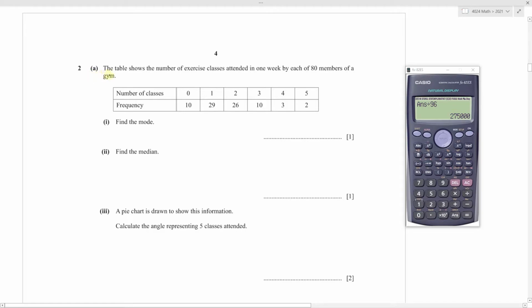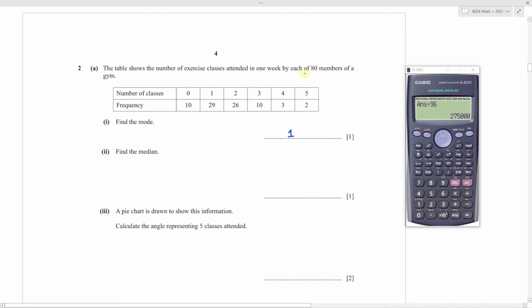Question 2, part A, is the table shows the number of exercise classes attended in 1 week by each of 80 members of a gym. So there are 10 members who attended 0 classes, 29 members who attended 1 class, 26 members attended 2 classes, and so on. Find the mode. So mode is the value with the highest frequency. So highest frequency here is 29, and so your mode will be 1.